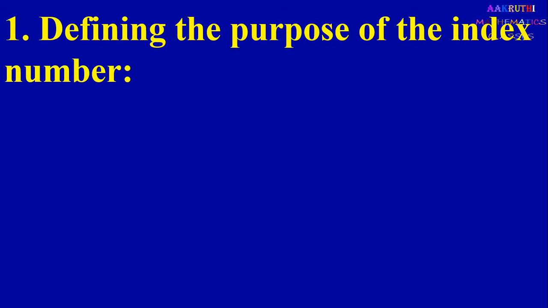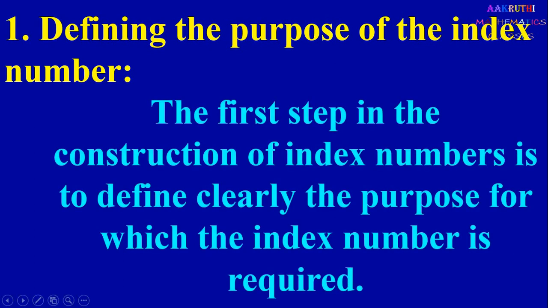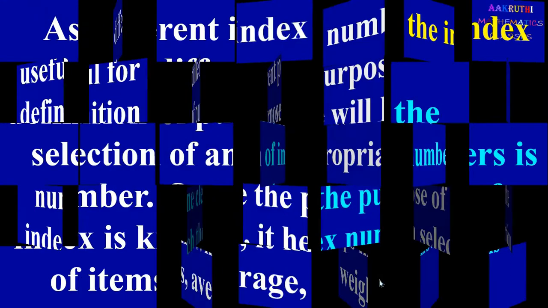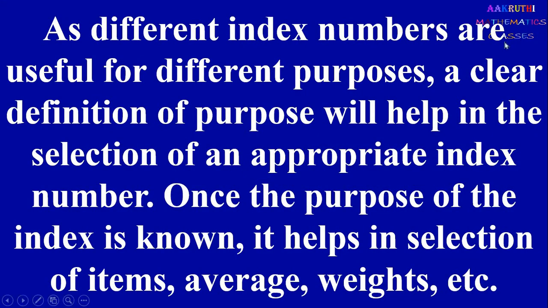Now let us discuss defining the purpose of the index number. The first step in the construction of index numbers is to define clearly the purpose for which the index number is required. As different index numbers are useful for different purposes, a clear definition of purpose will help in the selection of an appropriate index number. Once the purpose is known, it helps in selection of items, average, weights, etc. When we construct an index number, first we have to define its purpose clearly.